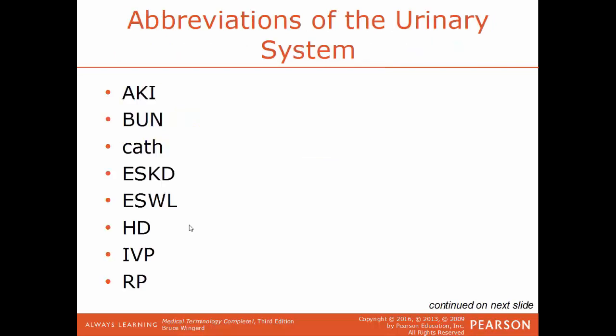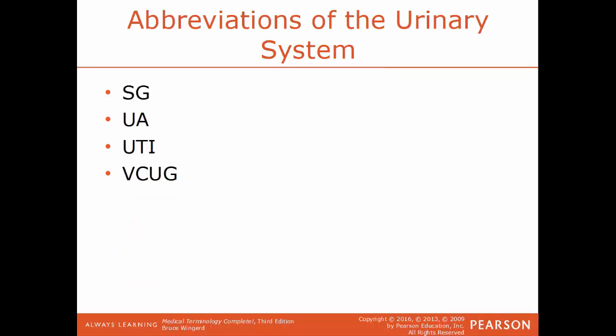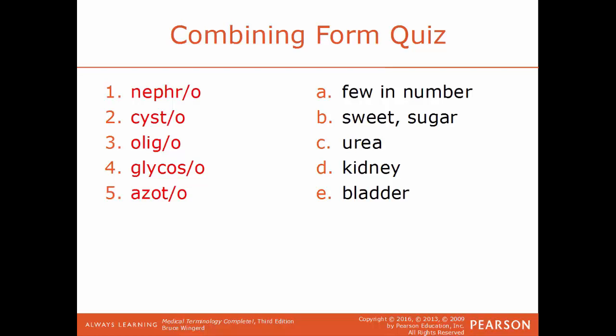Now we'll talk about some common abbreviations that you'll see of the urinary system. Our first one, AKI, is acute kidney injury. BUN, blood urea nitrogen. CATH is abbreviation for catheter. ESKD, end-stage kidney disease. ESWL, extracorporeal shockwave lithotripsy. HD, hemodialysis. IVP, intravenous pyelogram. RP, retrograde pyelogram. SG, specific gravity. UA, urinalysis. UTI, urinary tract infection. And VCUG, voiding cystourethrogram.